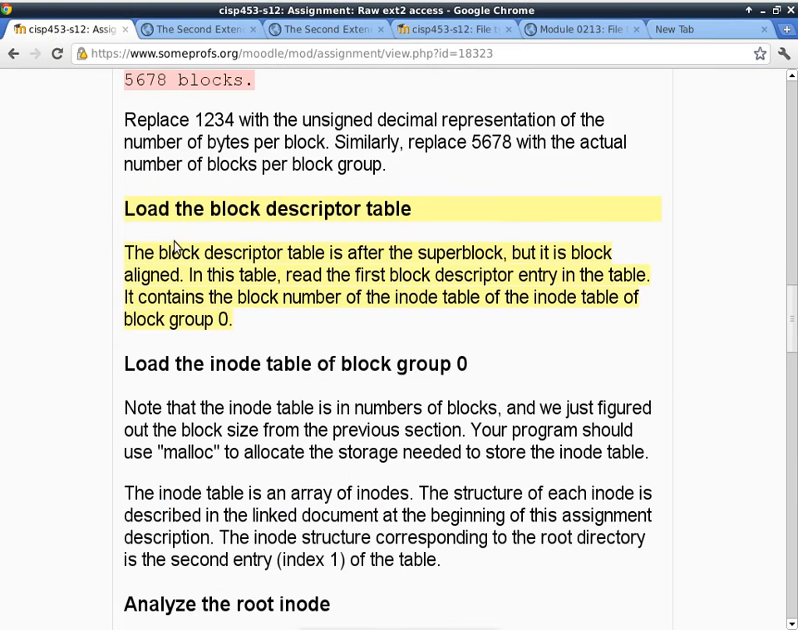Okay, so now we load the block descriptor table. We just found the block descriptor table. In this table, read the first block descriptor entry of the table. It contains the block number of the inode table of block group 0. Let's find out what that means.